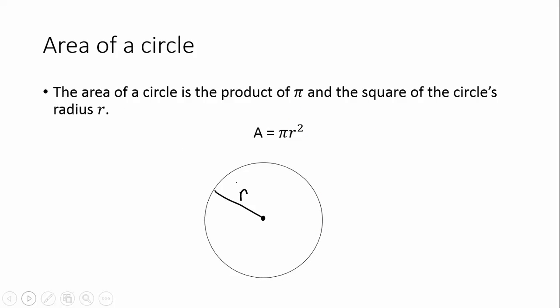Finally, area of a circle. The area of a circle is found by multiplying pi and then the square of the circle's radius. Remember that a radius is the segment from the center of the circle to the outside edge of the circle. Some of you also remember that a radius is half of the diameter.